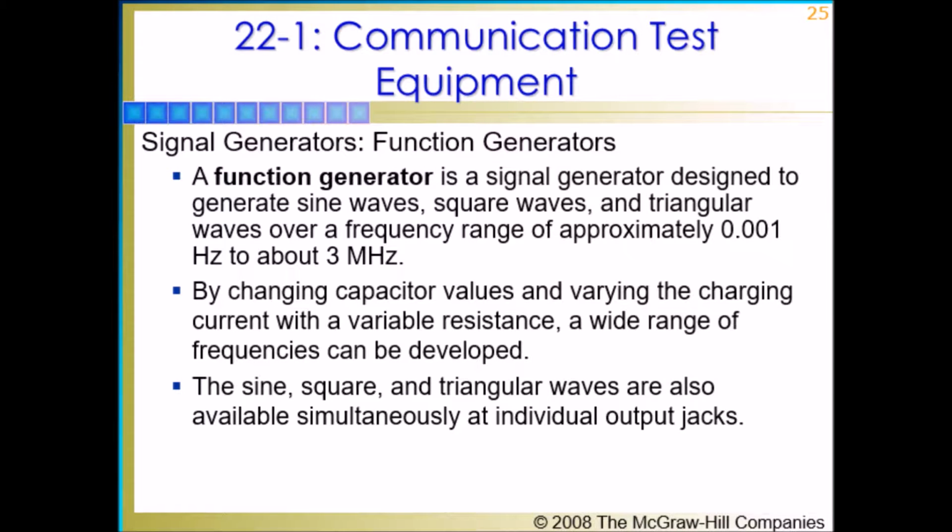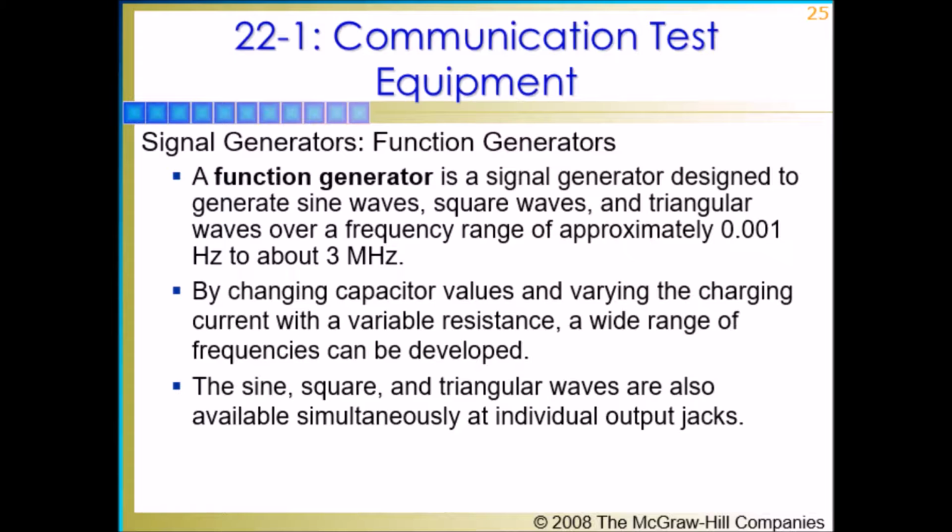Function generators. A function generator is a signal generator designed to generate sine waves, square waves, and triangular waves over a frequency range of approximately 0.001 Hz to about 3 MHz.